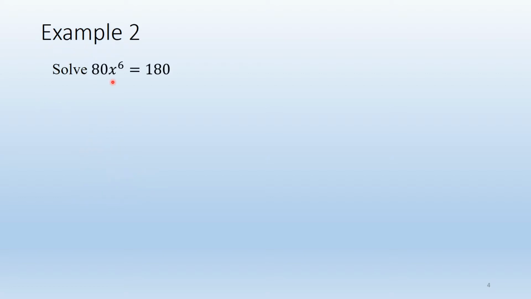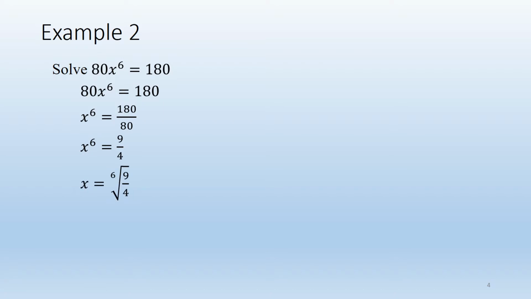Once again, we've got x as a base. We're raising it to a power and then multiplying that by 80. So in order to solve that, the first thing we've got to do is undo the times 80, that is divide by 80. And simplifying that, we will get x to the power of 6 is 9/4. Now we can solve that by taking the 6th root of 9/4, which we can do on our calculator. That'd be the same as raising it to the power of 1/6.